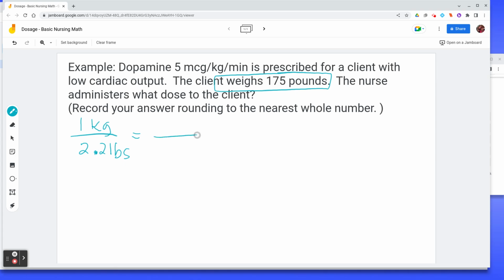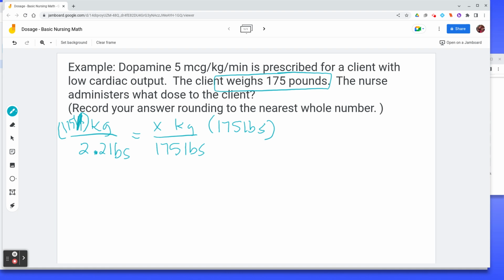In this conversion ratio that we have here, we have kilograms on top. So I'm going to need to put my X, or my unknown, kilograms on top. That's what we're going to solve for. And we know that our client is 175 pounds, so the pounds are on the bottom. In order for us to get that X by itself, we're going to multiply both sides by 175 pounds.